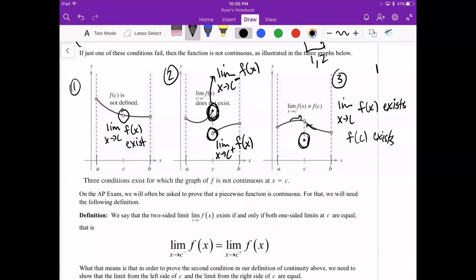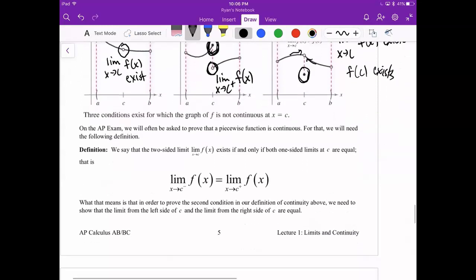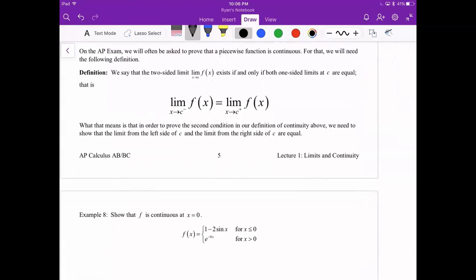So we need all three things in order for a function to be continuous. f of c has to be defined, meaning there cannot be a hole. The limit as x approaches c of f of x has to exist, meaning that the function must be coming together at the same y value from both sides of c. And the limit has to equal the function value. That's the definition of continuity.